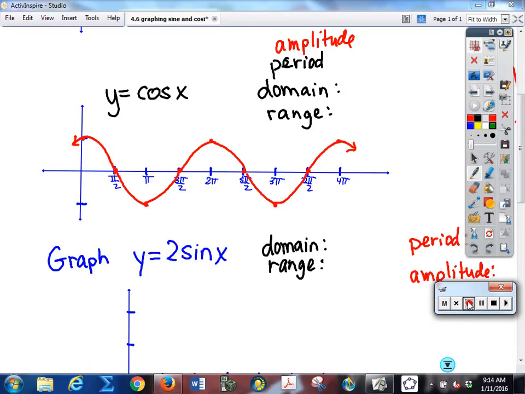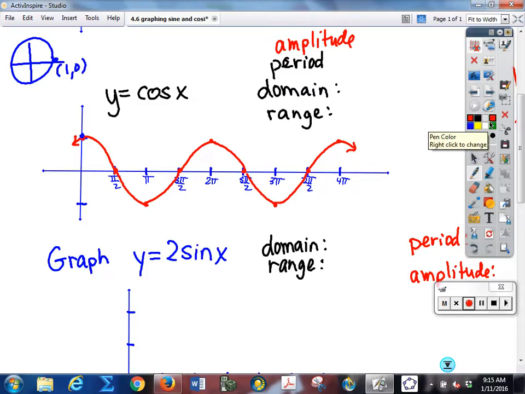Okay, so for cosine, if you think of the unit circle, cosine is the x-coordinate. So at 0 degrees, what is the x-coordinate? 1, right? So that's why the cosine starts at 1. And cosine, for me, is a little bit harder to draw for some reason, or it seems to be for most people, just because with sine it's easier to just draw the top hump and the bottom hump.